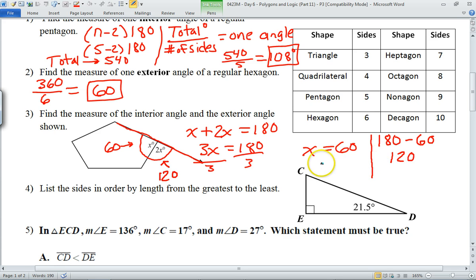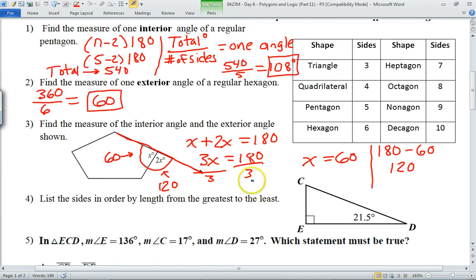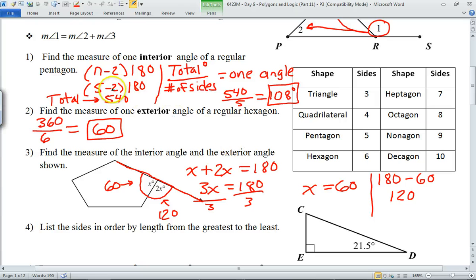Unless they say that it's regular, do not assume that it's regular. For example, look at problem number 2. Find the measure of one exterior angle of a regular hexagon. It's going to say it right in there if we can assume. So I could have done what I did if it was regular. Exactly. In fact, look at problem number 1. That's exactly what we did do for problem number 1. When they said regular, we did do 540 divided by 5 and we did get 108.